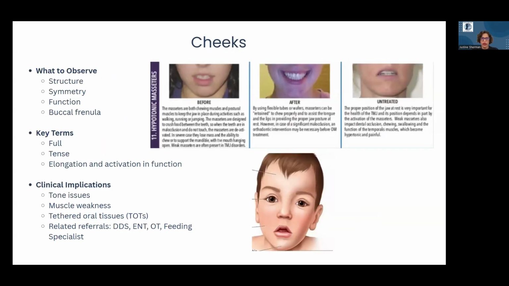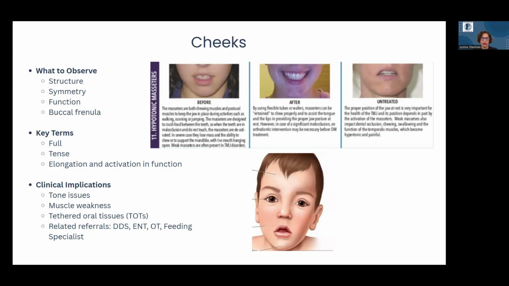Okay, we're soldiering on here. Now we're on cheeks. So when I assess the cheeks, I'm looking for tone, symmetry, and function because the buccal mechanism plays a major role in both feeding and speech, but it's often overlooked. So the cheeks help generate and maintain oral pressure. And when the system isn't efficient, other structures again compensate.